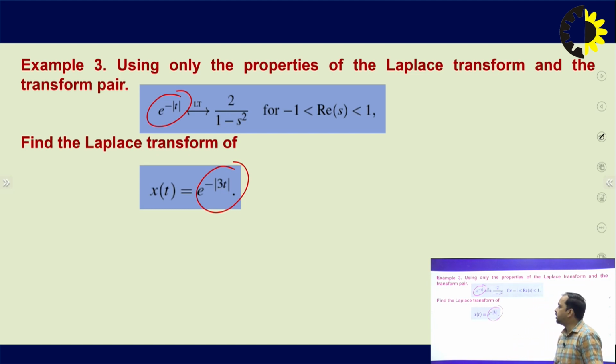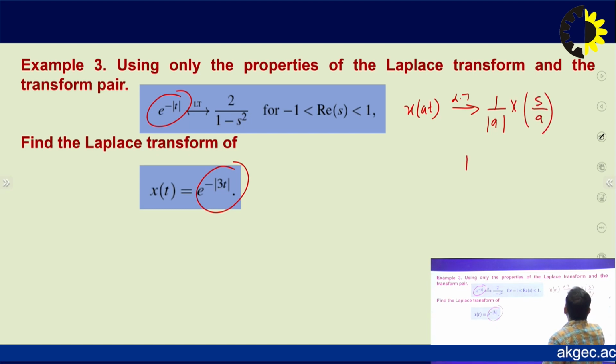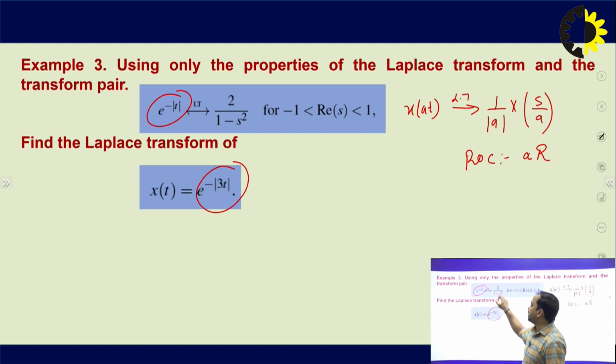So the scaling property basically says that if we have x of at, the Laplace transform of this signal will be 1 by mod of a times x of s by a, whereas the new ROC will be basically a multiplied by the previous ROC which was mentioned. So first of all we'll be having the transform, it is already given, and we can have the transform of e raised to the power minus mod of 3t with the help of this particular property.